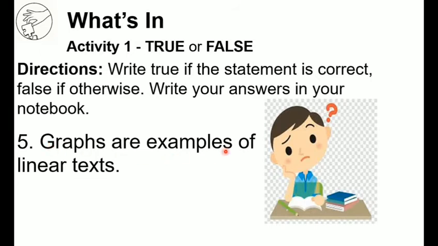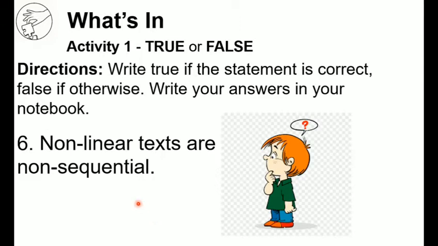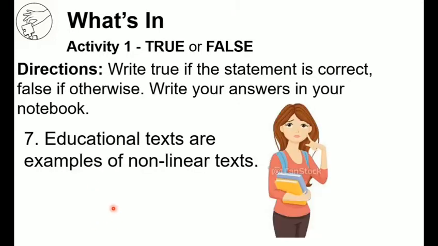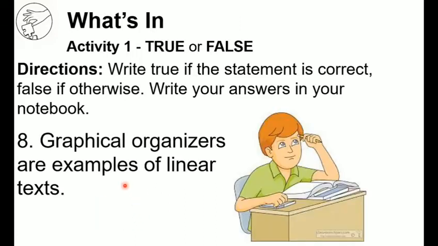Graphs are examples of linear text. Answer: false. Okay, number 6. Non-linear texts are non-sequential. Answer: true. Number 7. Educational texts are examples of non-linear texts. Answer: true. Number 8. Graphical organizers are examples of linear text.